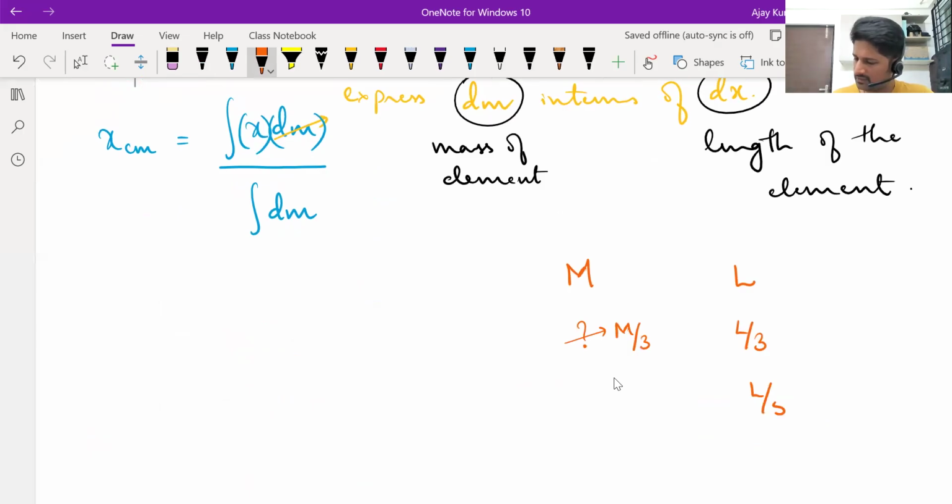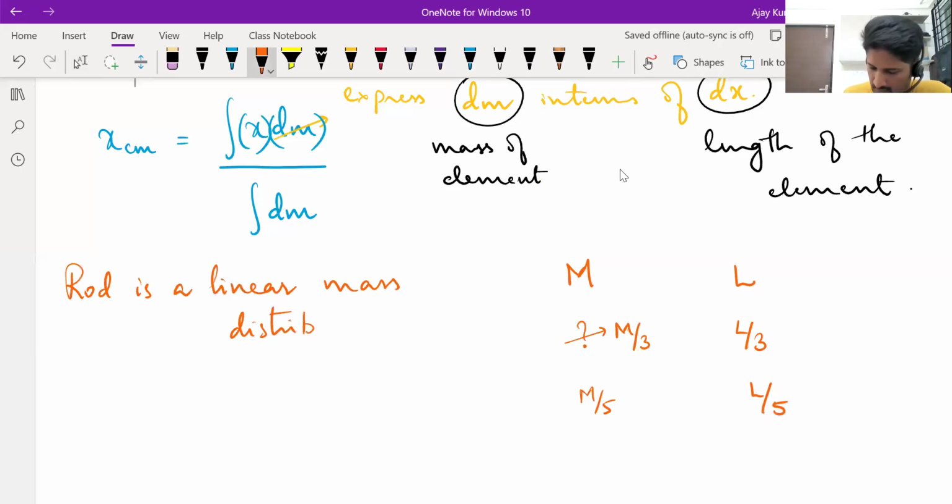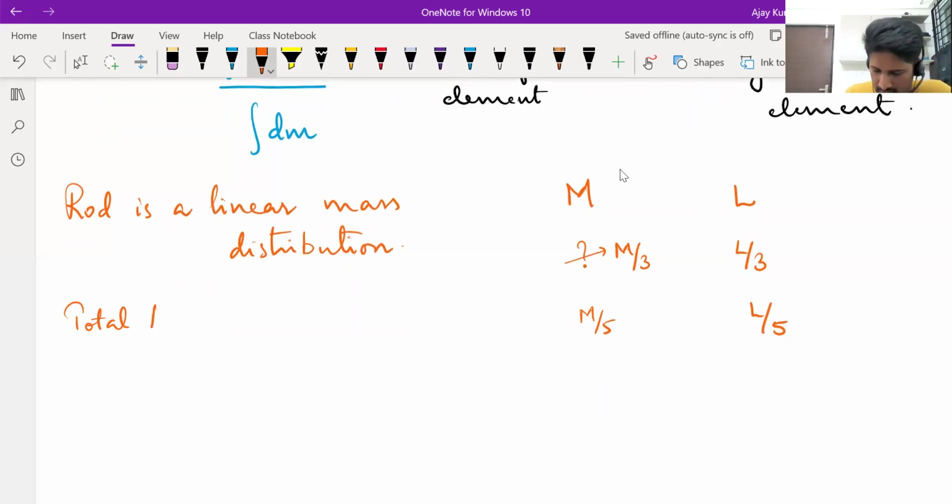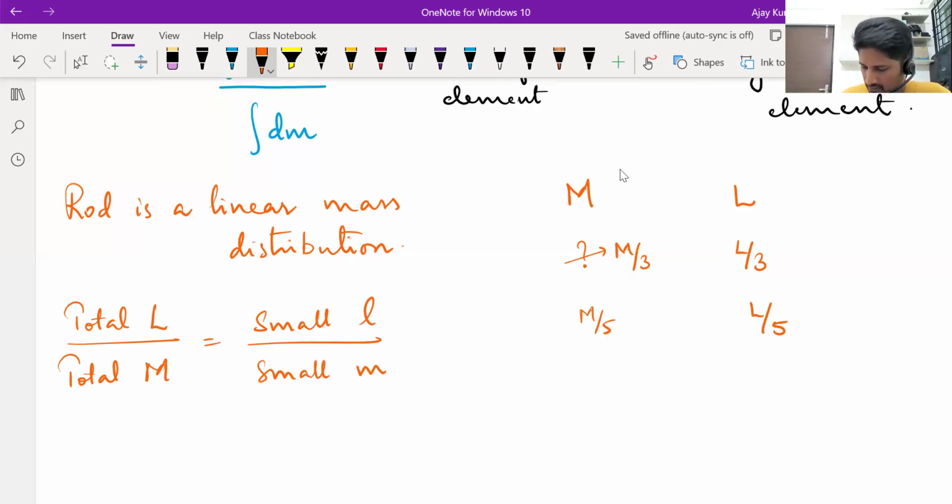Okay. Suppose the length is L/5. Aishwarya, you tell how much mass will be present in a length of L/5. M/5, sir. 1/5 of the length, 1/5 of the mass. So the rod here is a uniform linear distribution of mass. Mass is spread on a line. We call it linear mass distribution. And for a linear mass distribution, total length by total mass will be equal to small length by small mass. Basically the idea is that mass is proportional to length in linear mass distribution.